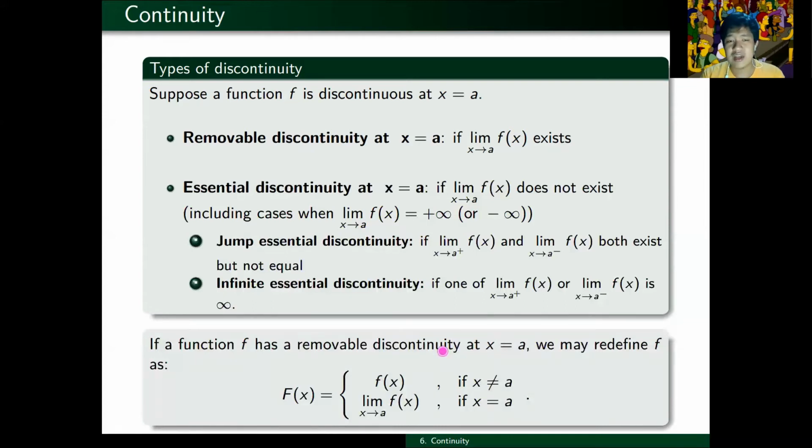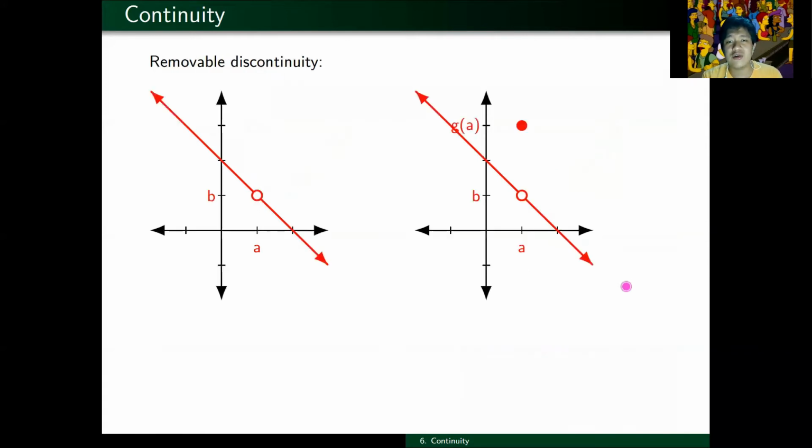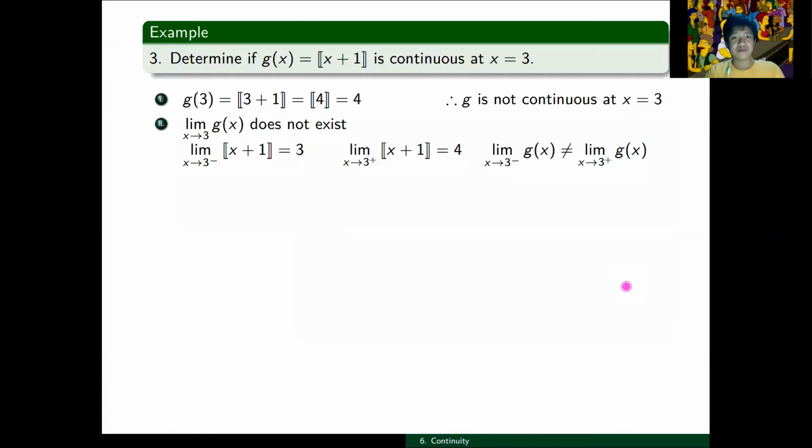Okay? So halimbawa, yung mga example ng essential discontinuity ay yung katulad sa first two graphs na pinakita ko. Dyan nangyayari yung essential. Yung removable naman dun sa third tsaka sa fourth graphs. And then dun sa mga examples natin kanina, halimbawa itong number 3, ito yung na-compute natin kanina.